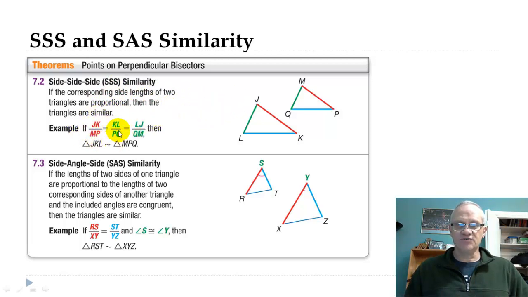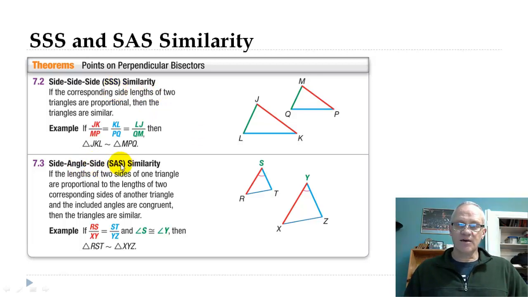Okay, so again, that shows us here in the slide. It says JK, the red line, over MP. That ratio of JK to MP has to be the same as LK to QP and has to be the same as LJ to MQ. Okay, so they all have to be proportional. All the ratios have to match up. That would give me side-side-side similarity.